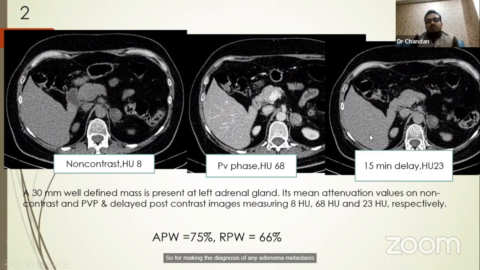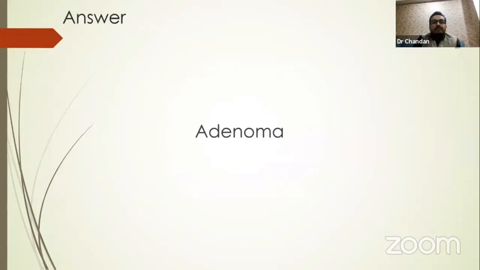So for making the diagnosis of any adenoma, metastasis, or any adrenal lesion, we should know about the absolute percentage washout and the relative percentage washout, and how to calculate these two. It is very important for making the diagnosis of adrenal pathology. So in this case, the absolute percentage washout is 75%, and the relative percentage washout is 66%. So it is a case of adrenal adenoma again.